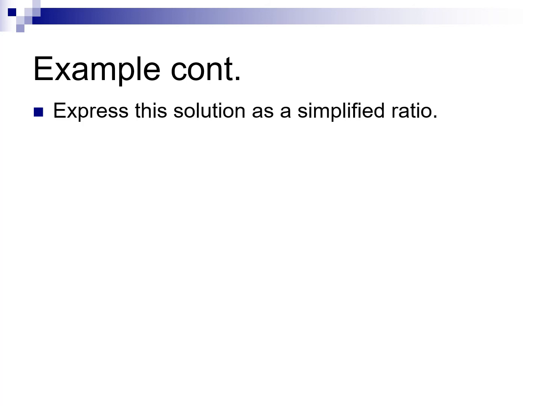So now we want to express this, and this is where it gets kind of tricky, I think, for people. We want to express this as a simplified ratio. So we have, again, 7.5 over the 100. This is the same numbers we've been working with, but now it's asking us to express this solution in a simplified ratio.